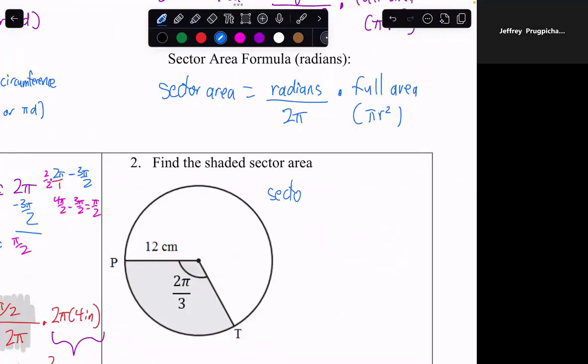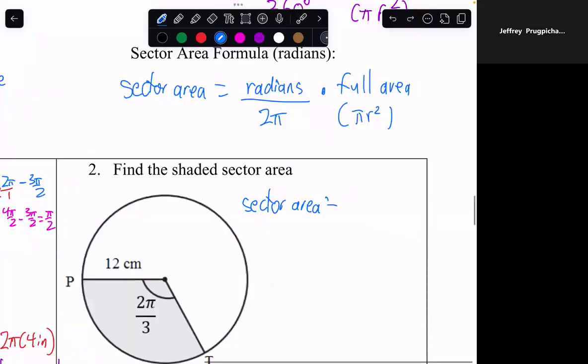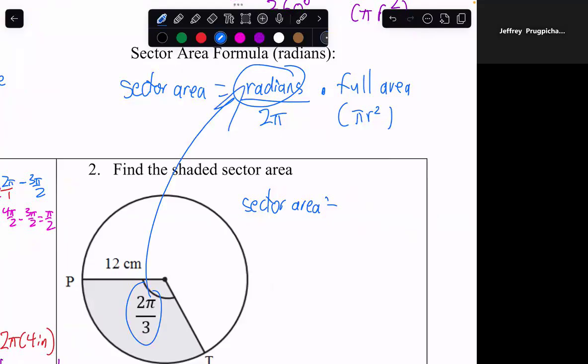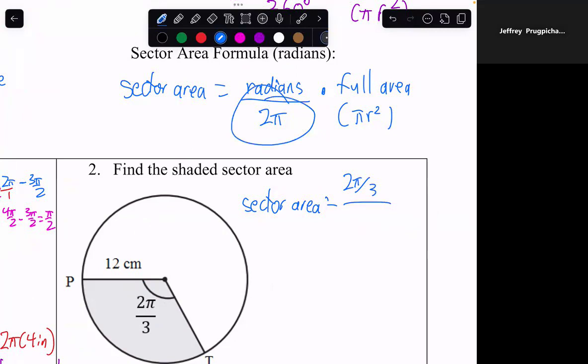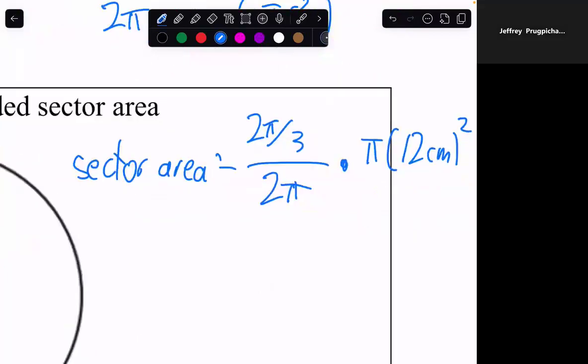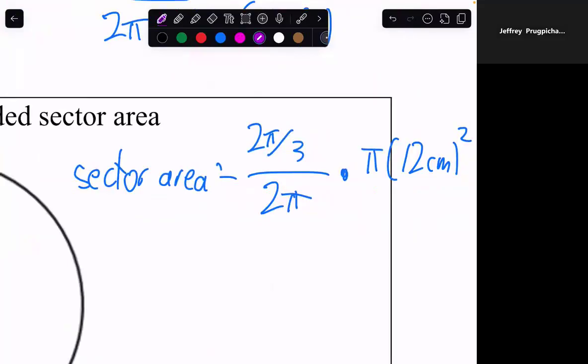So sector area, right? The area of this slice of the circle. The radians is 2 pi over 3, and that's all over 2 pi, and then times the full area, which is pi times the radius squared. Again, I like to simplify this part first. 12 squared is 144. Keep the pi, and the centimeters is now squared.